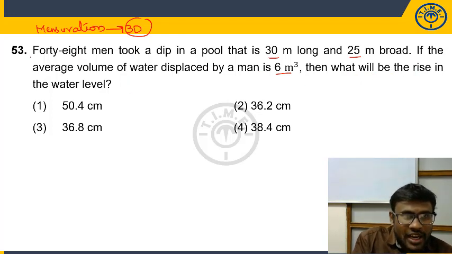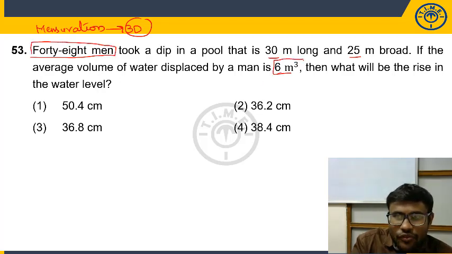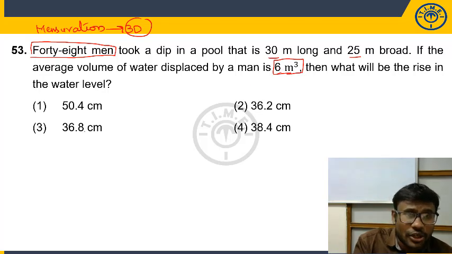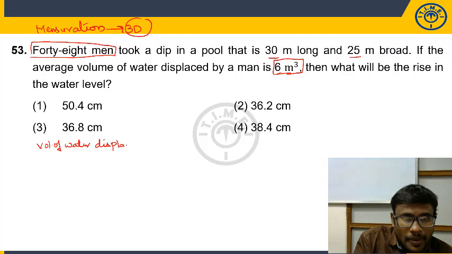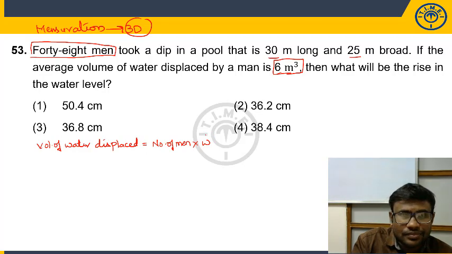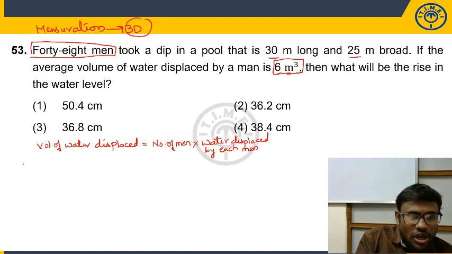Now, 48 men took a dip and each man's volume is 6 meter cube. So what can I write? Volume of water displaced is equal to the number of men into the water displaced by each man. So what is the volume of water?